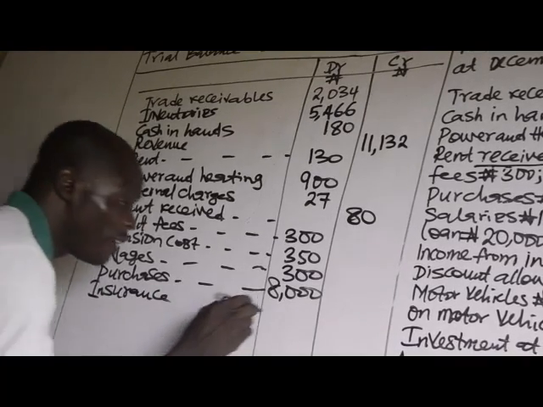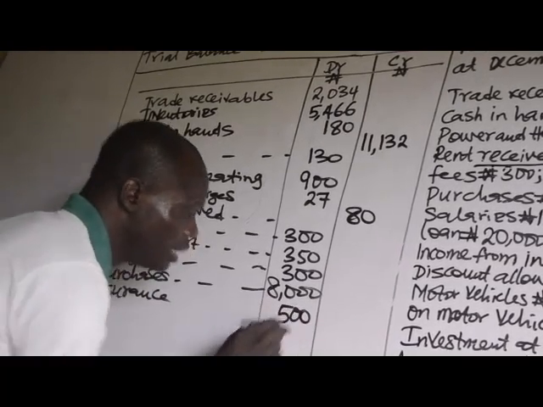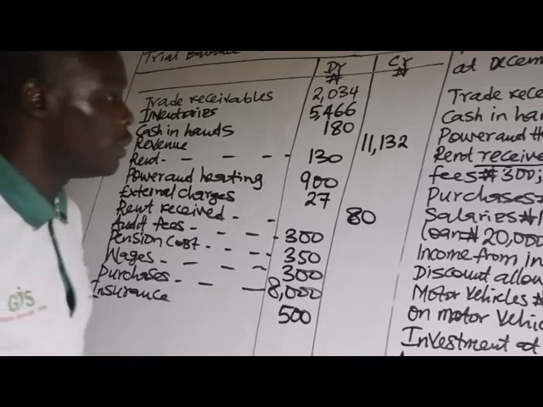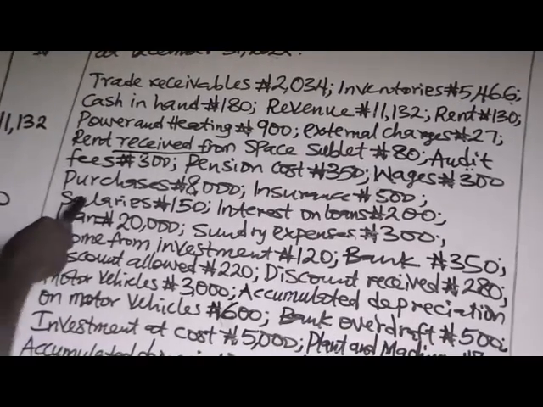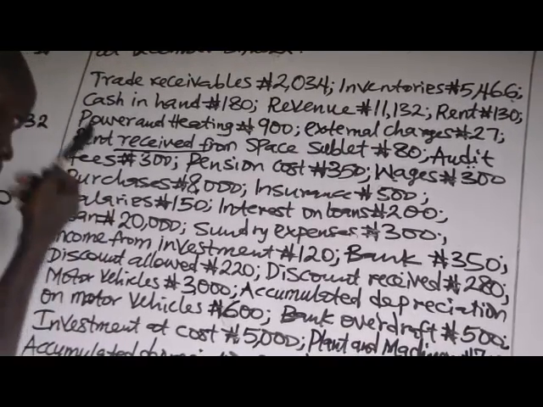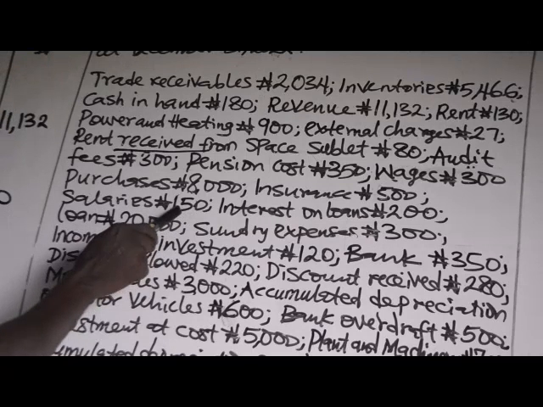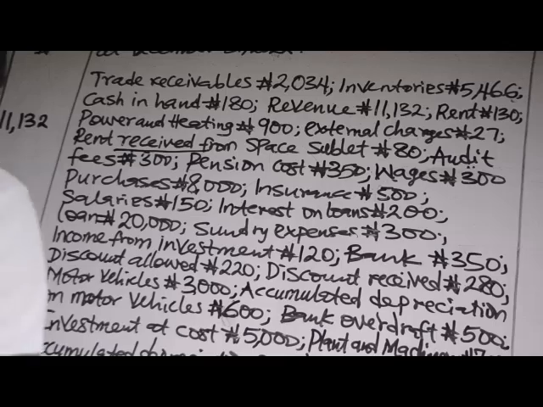Insurance of 500 naira. It should be debited. Back to the question. After insurance, the next item is salaries. The payment for salary is also an expense of the business. Therefore, it should be debited.